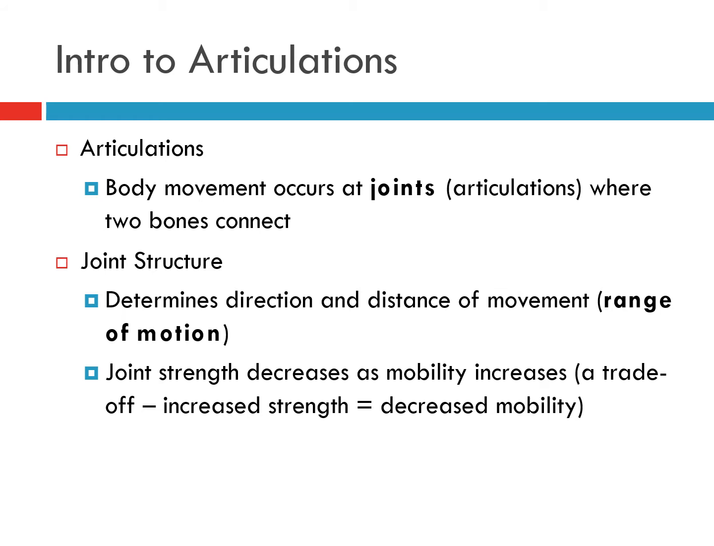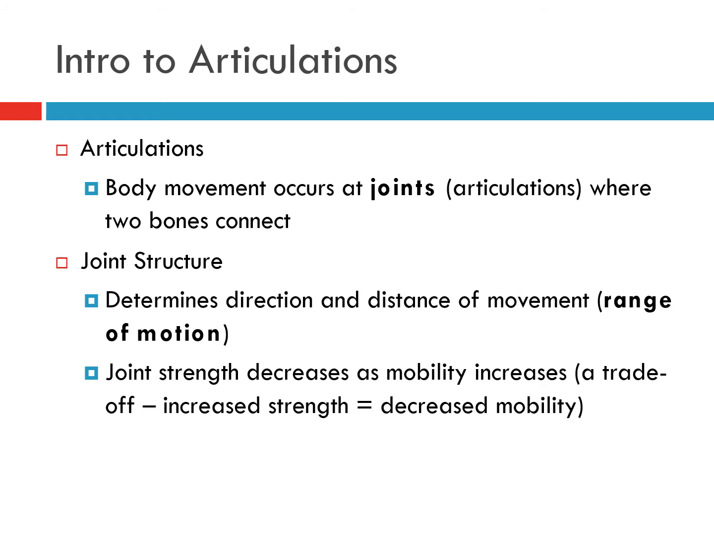Your hip is where flexion and extension of your hip occurs, right? So these joints, the elbow is flexion and extension of the forearm. So all of our body movement takes place at our joints, where two bones are being connected together. Joint structure determines the direction and distance of movement.